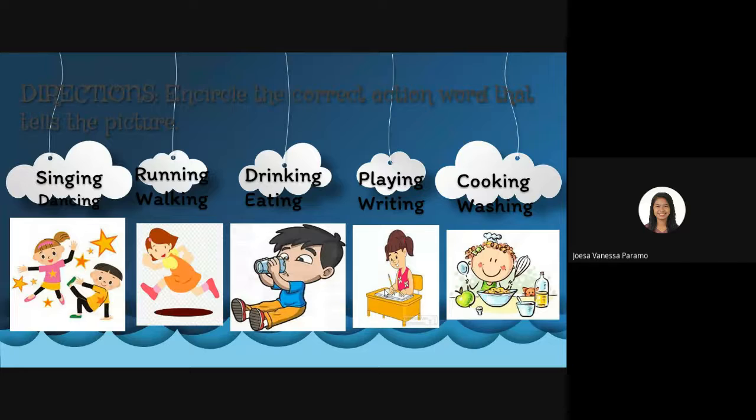Our evaluation. Directions: circle the correct action word that tells the picture. Number one, singing or dancing. Okay, very good. The first picture is dancing. Number two, running, walking. Okay, very good. The second picture is running. Number three, drinking, eating. Okay, the third picture is drinking. Number four, playing, writing. Okay, very good. The fourth picture is writing. Number five, cooking, washing. Okay, very good. The last number is cooking.